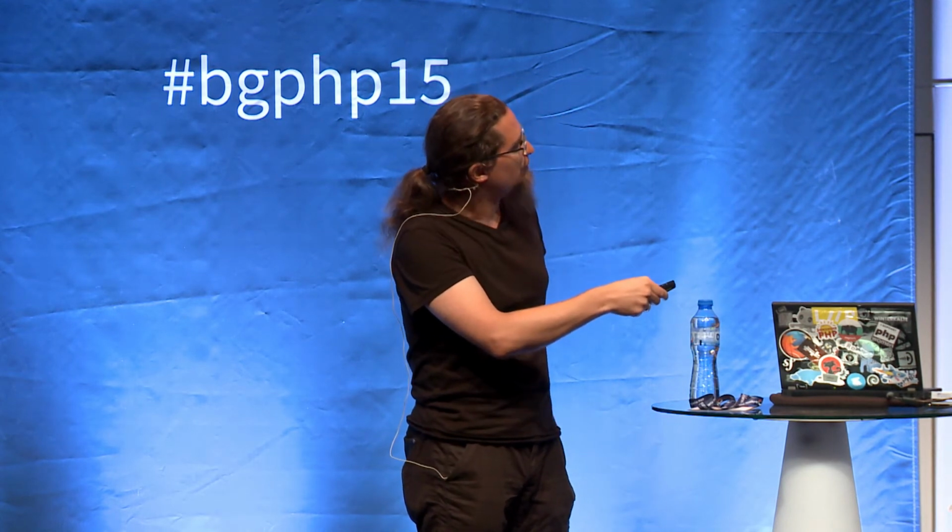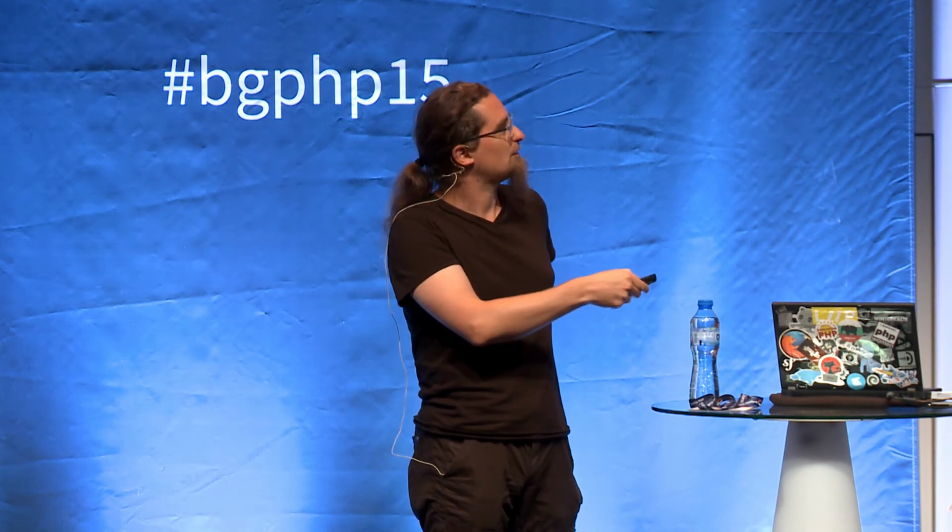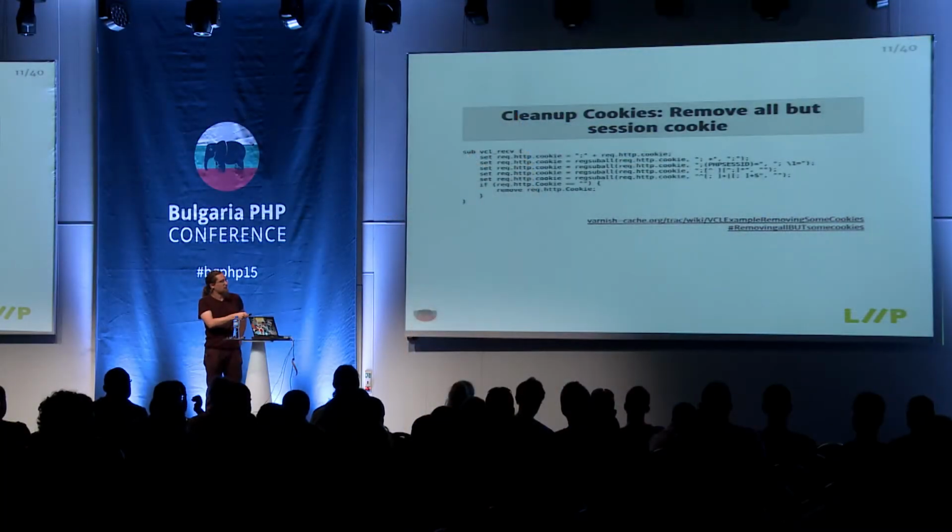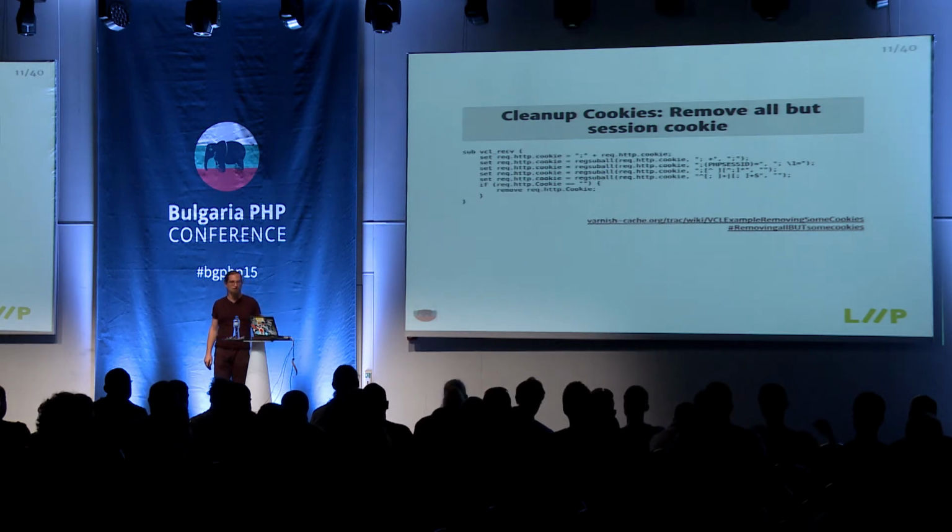So what we do here is, it's a bit small to read, but you find that in the Varnish documentation. Basically, it's a series of regular expressions to only keep the cookie called PHPSESSID, which is the default session name. And then in the end, it checks if the cookie is now empty, which would mean there was no session ID, only other cookies. Then it can remove the whole cookie header, and your request becomes cacheable.